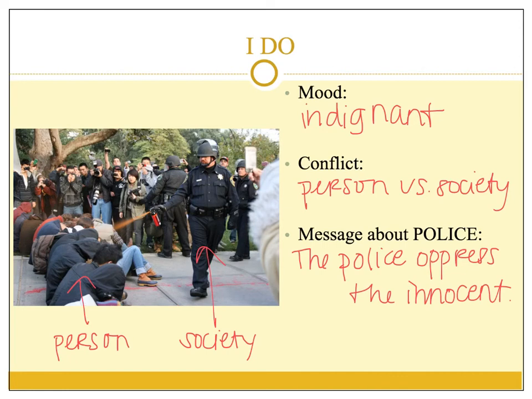Okay, so I'm going to step out of my model, and I'm going to go back over my steps. The first thing I do is I identify mood. Remember, mood is how the author makes me feel. Then I'm identifying conflict. What is the person or the people in the picture facing? What are they going up against? Then the last one is the message about the police. So what is the author's message? What do they want me to think or believe based on this picture?